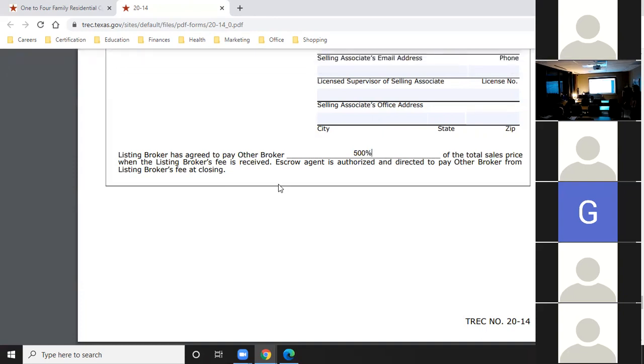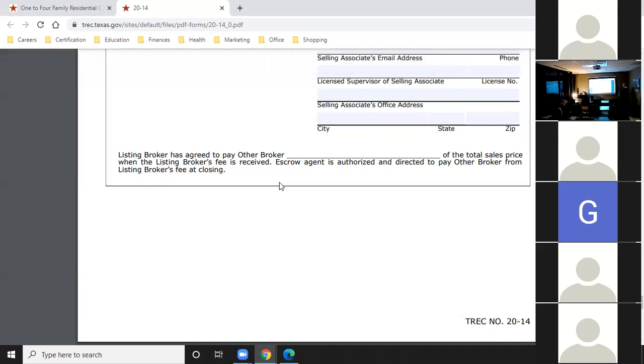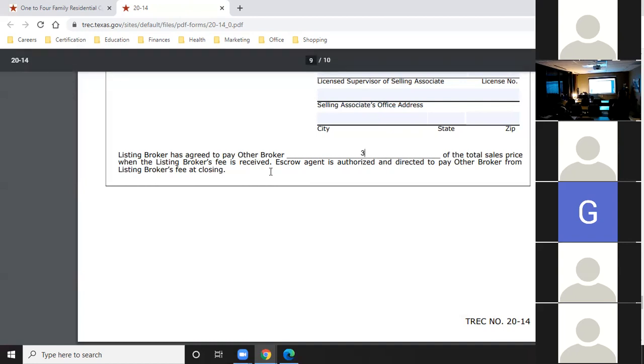So is there anything talking about commission? 25%. I say 100%. They say 500. That's a good payday. So normally what would go in there? What do y'all think goes in there? Usually it's 3%. Y'all are correct.